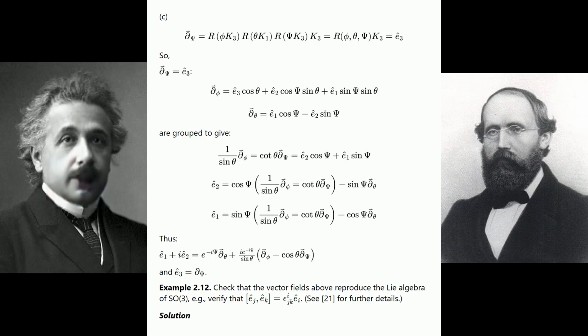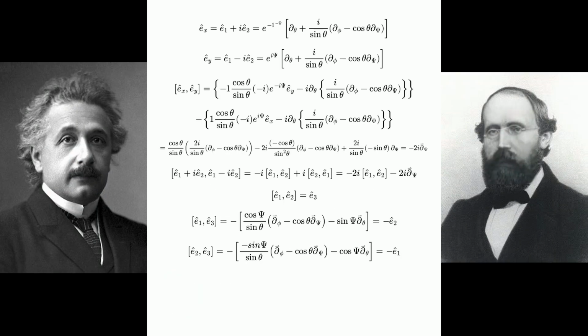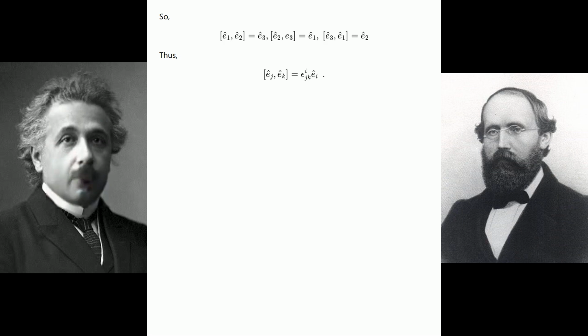Example 2.12. Check that the vector fields above reproduce the Lie algebra of SO(3), e.g., verify that [E_j, E_k] = epsilon_{jki} E_i. See for further details. Solution. Starting with, see the equations shown, we get, see the equations shown. So, see the equation. Thus, see the next equation.